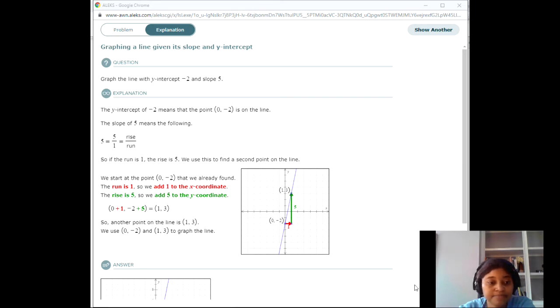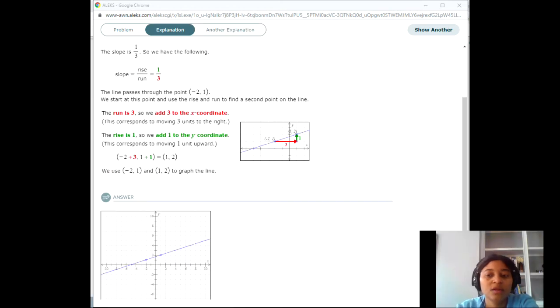And then please don't forget to draw your line here. Because we already had the point from 0 and -2 here, we definitely will go ahead and mark that point. And then when we ran over 1 and up 5, we will mark that point as well. So then you can go ahead and draw your line through the points.